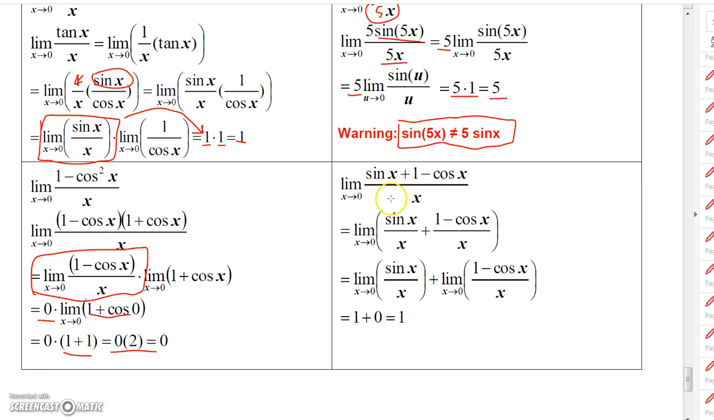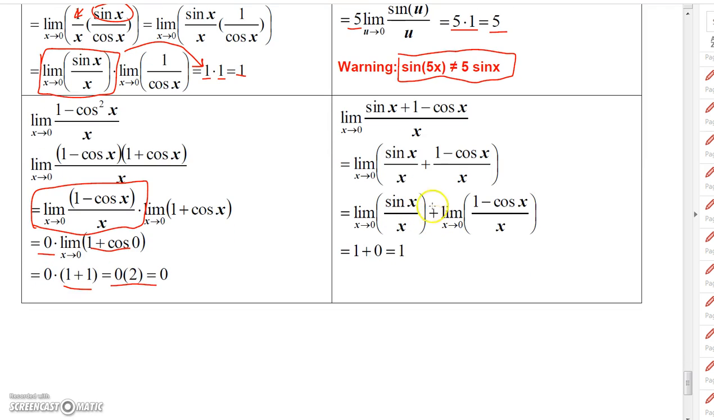Now one more. This one I have sine x plus 1 minus cosine x over x. Well, I can write this as sine x over x plus 1 minus cosine x over x. So I can break that up into the sum of these two functions, and then break that limit up into the sum of the two limits. So I have the limit of sine x over x as x approaches 0, and I know that's 1. And then I have the limit of 1 minus cosine x over x as x approaches 0. And guess what? I know that one is 0. So that's just going to be 1 plus 0, which is 1.